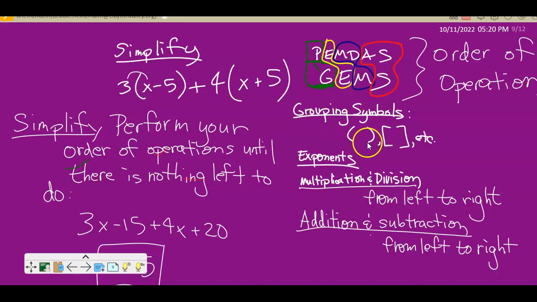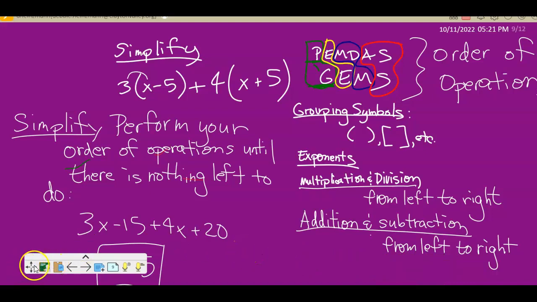Grouping symbols, parentheses, brackets, etc. They are first. So that's distributing multiplications, stuff like that. Exponents, they come second. Okay? Next is multiplication and division from left to right. And then last is addition and subtraction left to right. Okay? And here's an example.